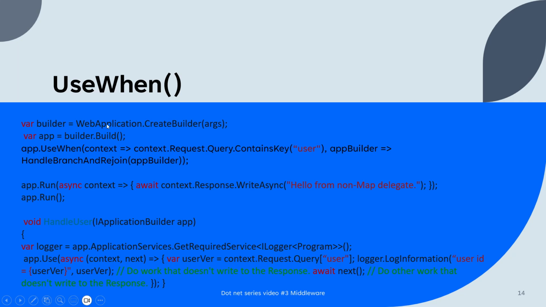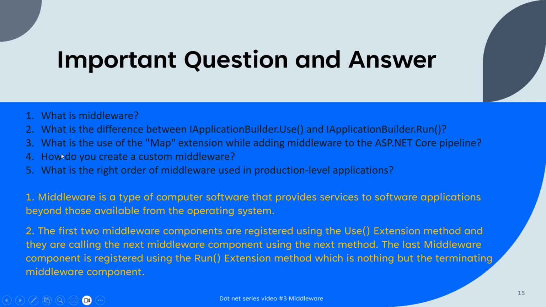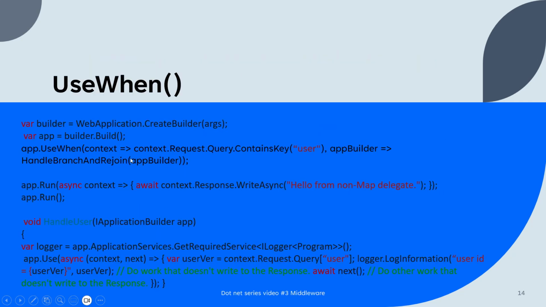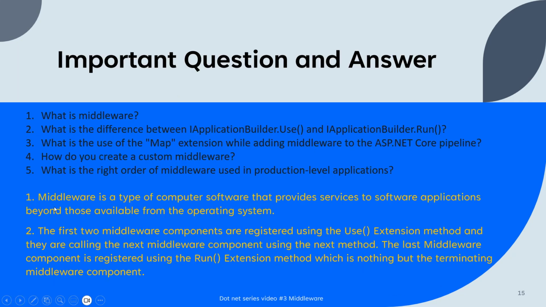Then we have use when. Let's see this middleware. It will execute if your query string has a user. So let's copy this. If the query string has a user, then it will execute this function, handle user. So this use when is used for conditions.